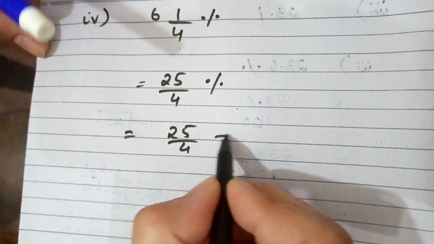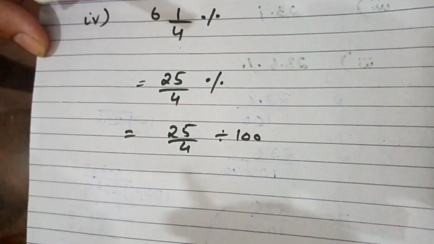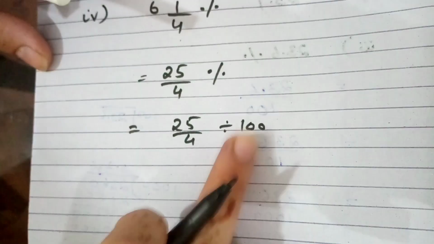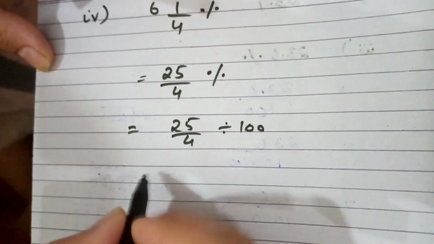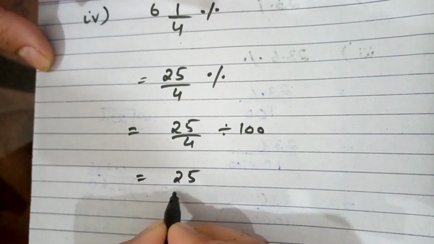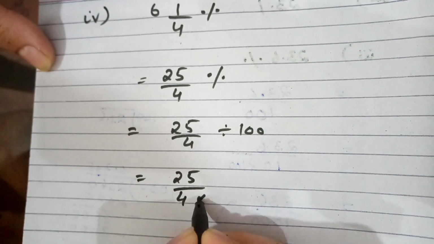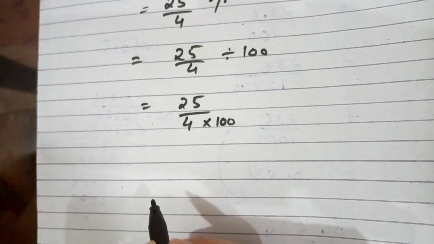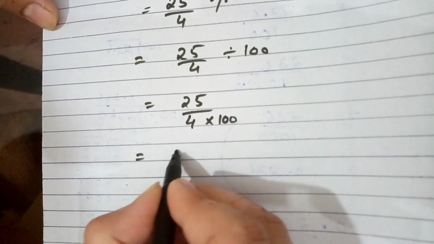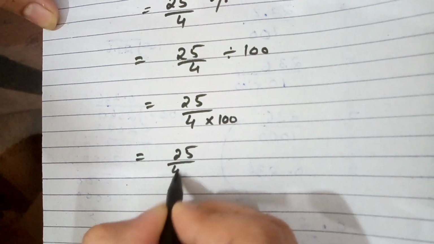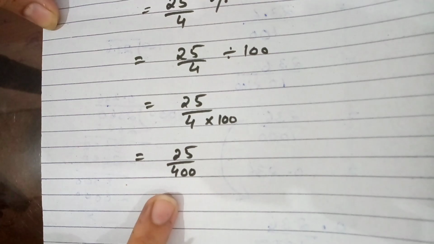25 by 4 divided by 100. Now when we divide this term by this 100, to solve this term, this 100 will move into the denominator, sorry. So now the term will become 25 by 400. Now we solve this term.